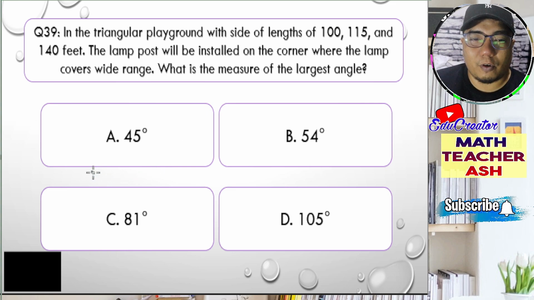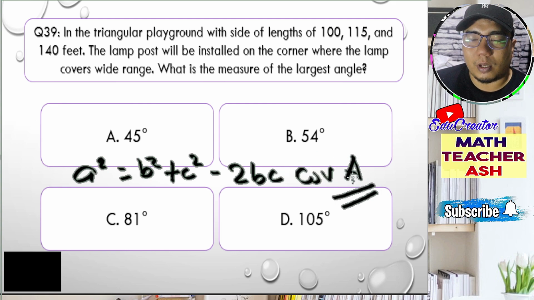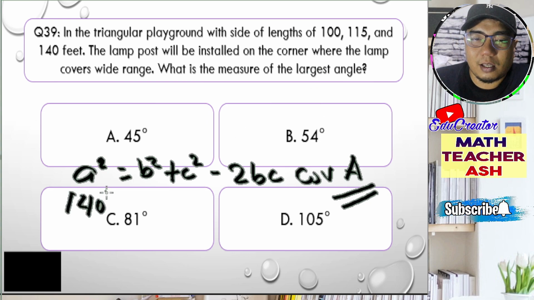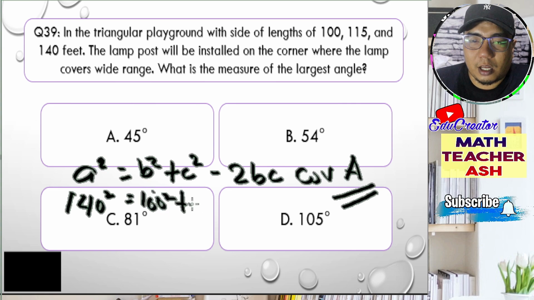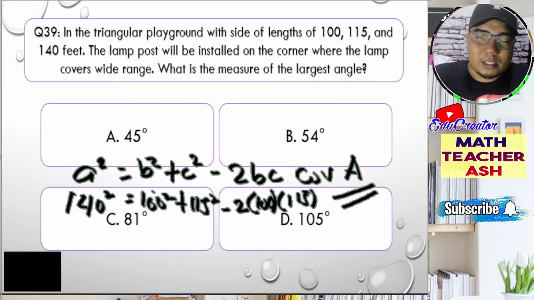So you just apply the formula a squared is equal to b squared plus c squared minus 2bc cosine capital A. Your unknown here is the capital A. Your a here will be 140 squared. Your b will be the 100, you can interchange these, they are just the same, and your c is 115 squared minus 2 times 100 times 115 cosine A. Alright, then you just apply that.